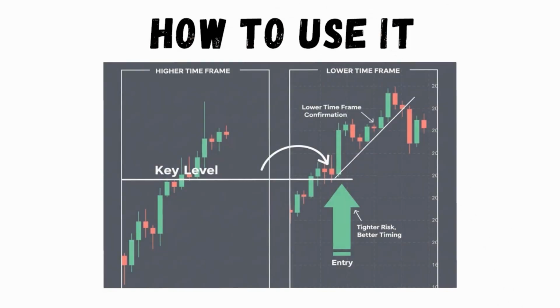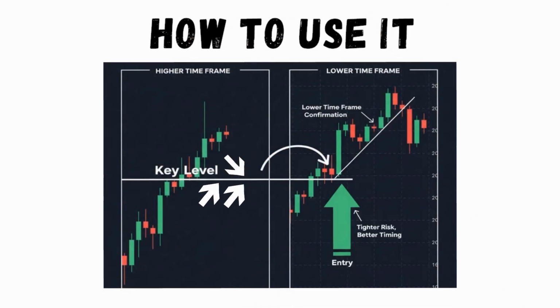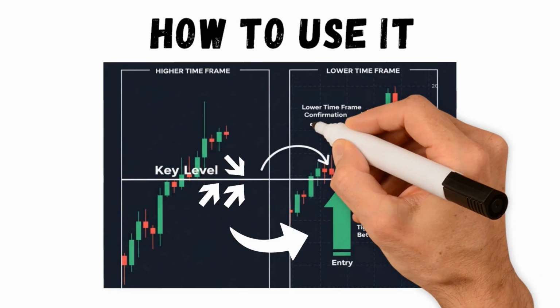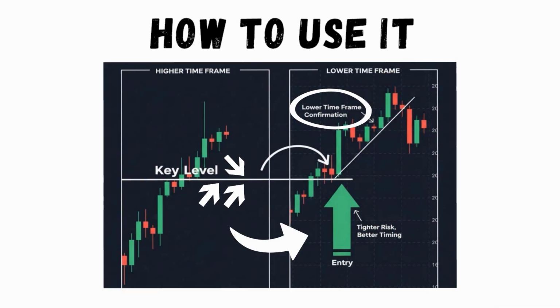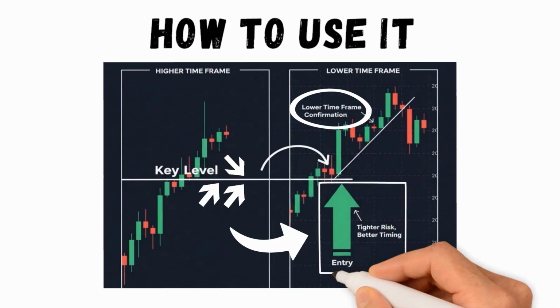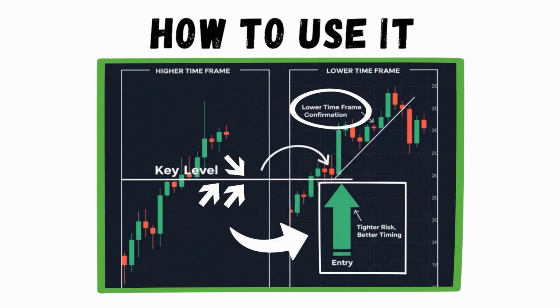How to use it? Mark your key level on the higher chart. On the lower time frame, wait for a double bottom, trendline break, or momentum candle. Once that shift happens, enter in the new direction with tighter risk and better timing.